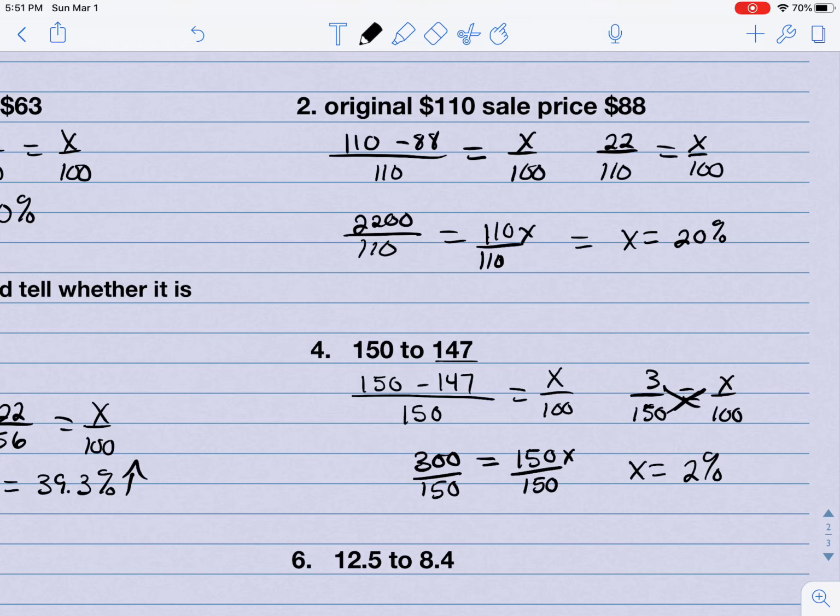Right, and that's solving for percent of increase and decrease. Also, it might be referred to as percent discount or percent markup.